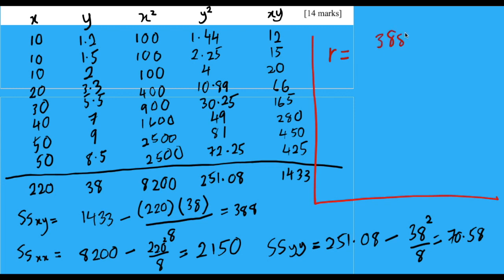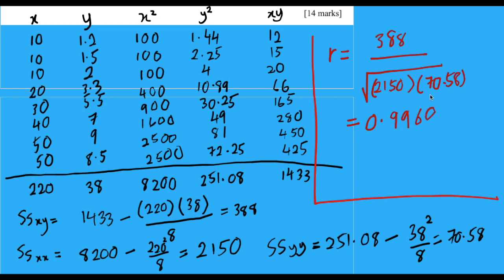Okay, let me use this space here to calculate the linear correlation coefficient, or r, which is equal to SSxy divided by square root of SSxx multiplied by SSyy. And this gives us 0.9960.